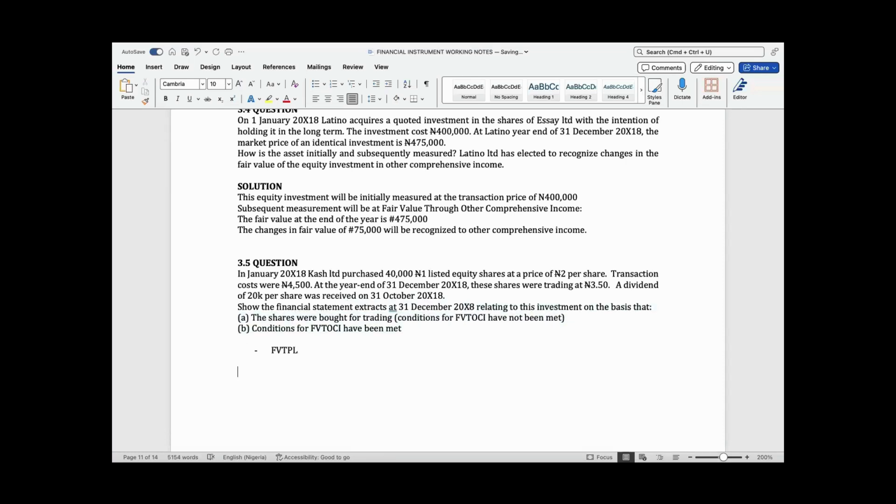Very straightforward. First, they ask for statement of financial statement extracts. So let me start with the statement of profit or loss for the year ended.